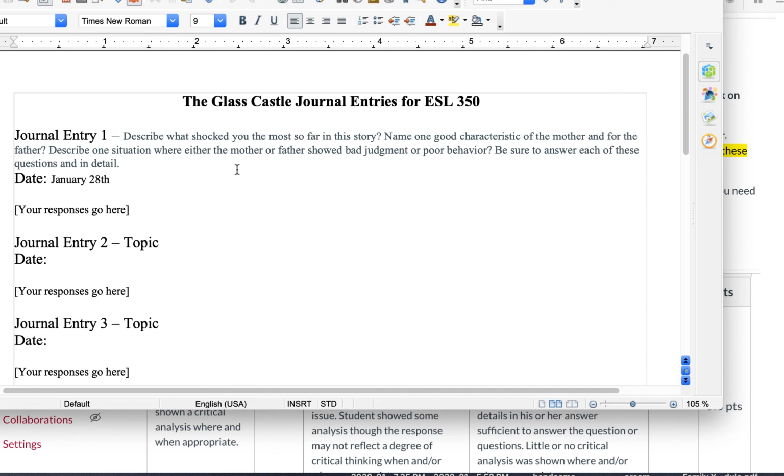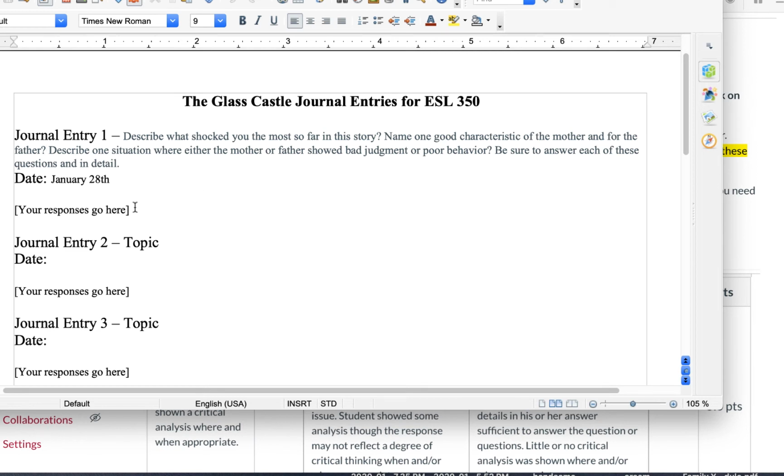So how many things do you need to do? So what shocked you the most, that's one thing you're going to write about. Name a good characteristic of the mother, that's 2. And for the father, that's 3. And then where either the mother or the father showed bad judgment, that's 4. So there's really 4 things you're going to be talking about to answer this question thoroughly.